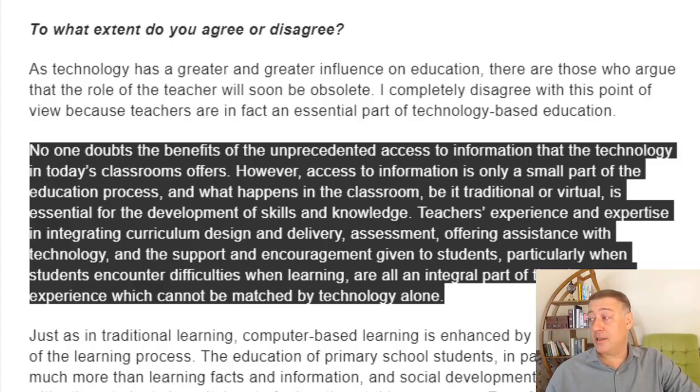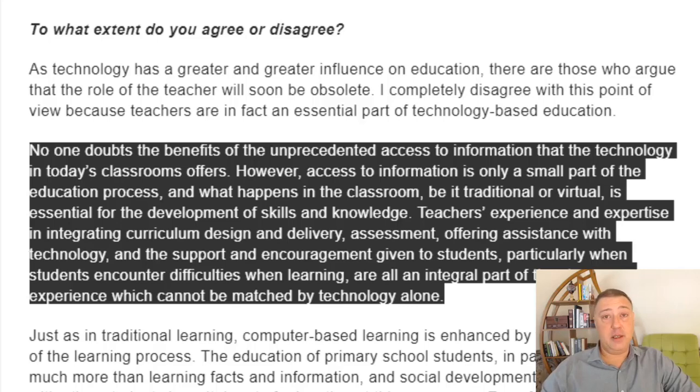"However, access to information is only a small part of the education process. And what happens in the classroom, be it traditional or virtual, is essential for the development of skills and knowledge." So I'm saying, regardless of the fact that we have this great access to information, teaching and learning is more than access to information. And that's why the other things that happen in the classroom are essential to learning, and teachers will have a role in the future. Okay, so that's essentially my topic sentence. It's not the first sentence in this paragraph, it's the second sentence.